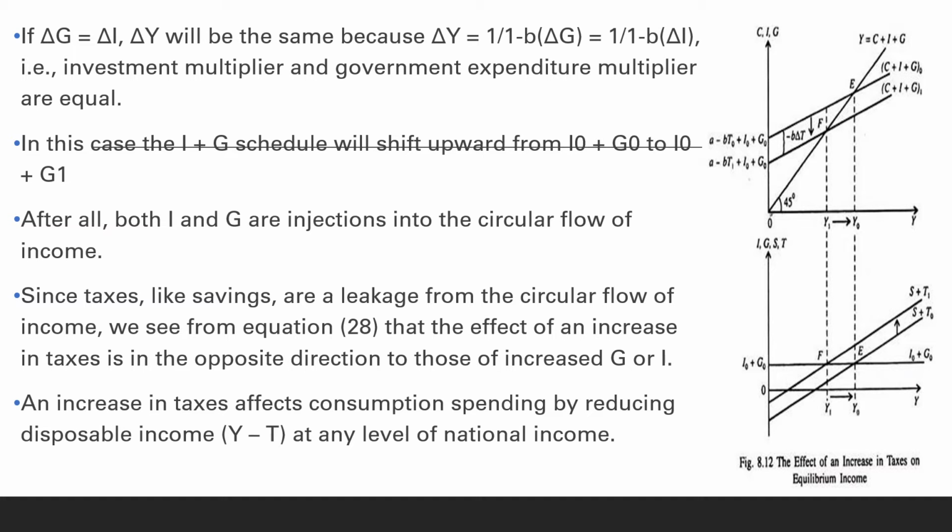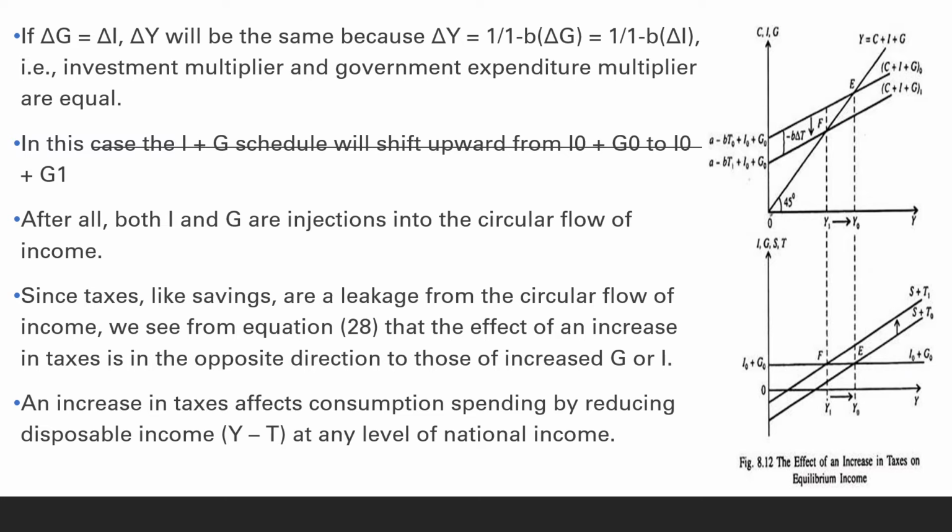If delta G is equal to delta I, delta Y will be the same, because delta Y is equal to 1 by 1 minus b into delta G, which is equal to 1 by 1 minus b into delta I. This means that the investment multiplier and the government expenditure multiplier are equal. In this case, the investment plus government expenditure schedule will shift upward from I0 G0 to I0 G1. After all, both I and G are injections to the circular flow of income.